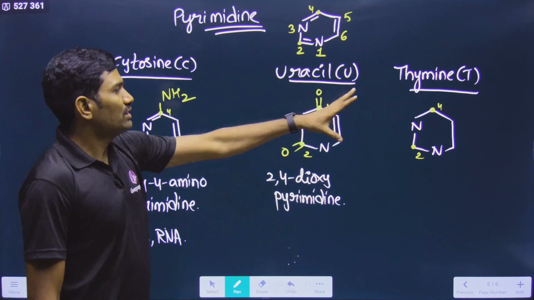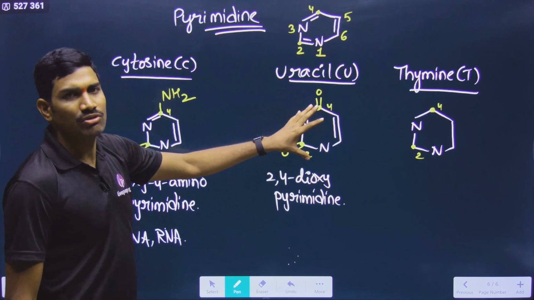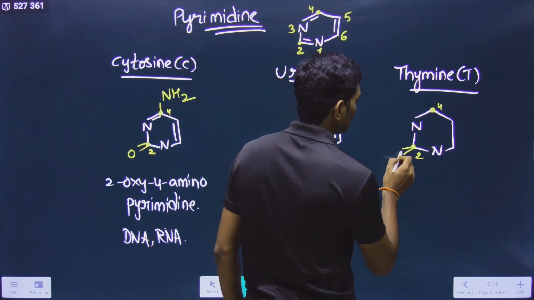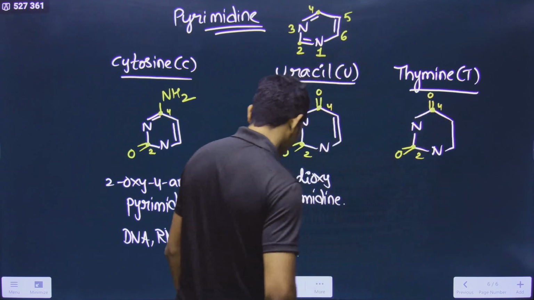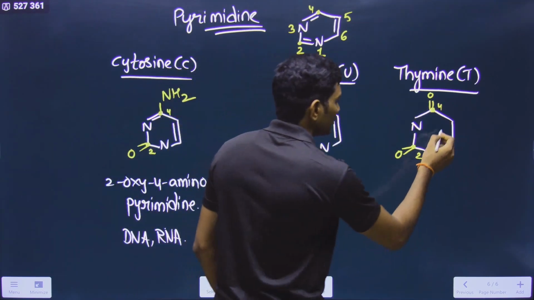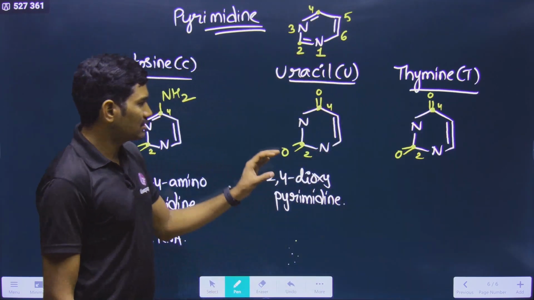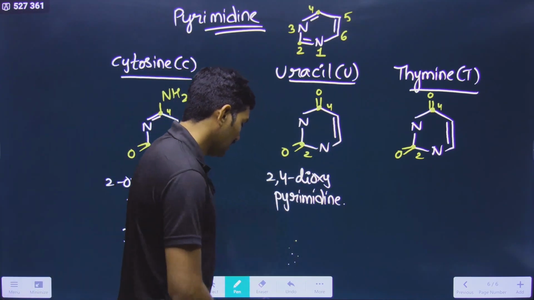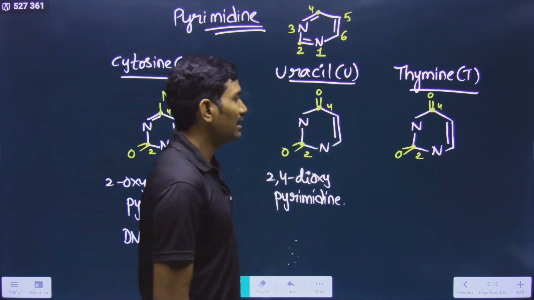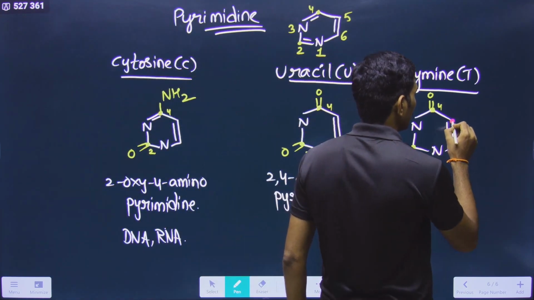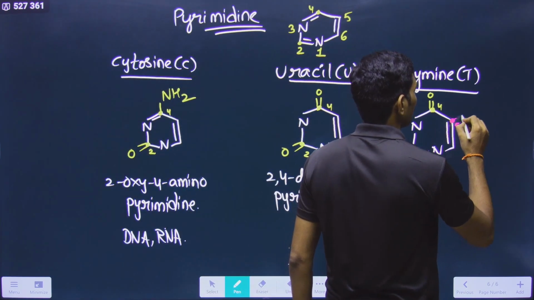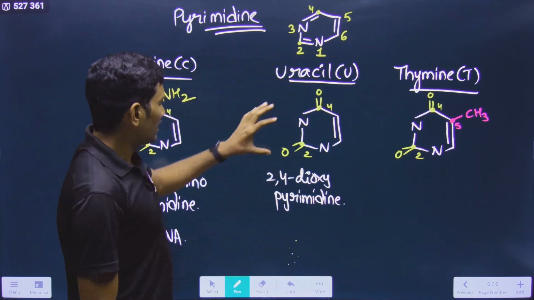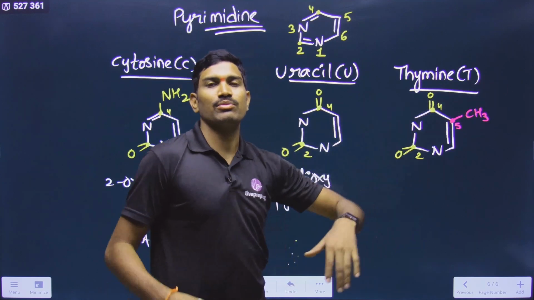So in the case of thymine, what are we doing? Whatever we wrote for uracil, exactly as it is: here double bond O, here double bond O, and here there is a bond. It is as it is uracil, but we need to add one more thing. What is that? At this position, what is this position? Fifth carbon. At the fifth carbon, CH3 methyl is present. As it is uracil, but at the fifth position, methyl will be there.